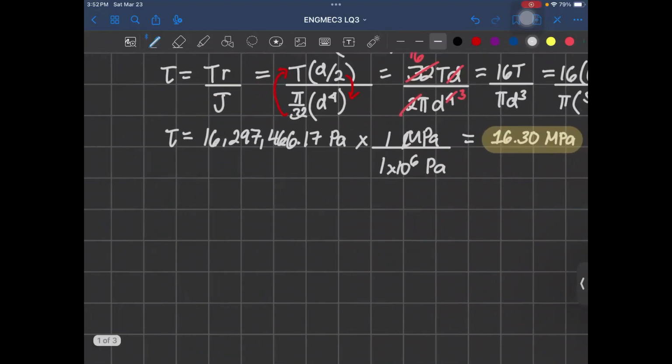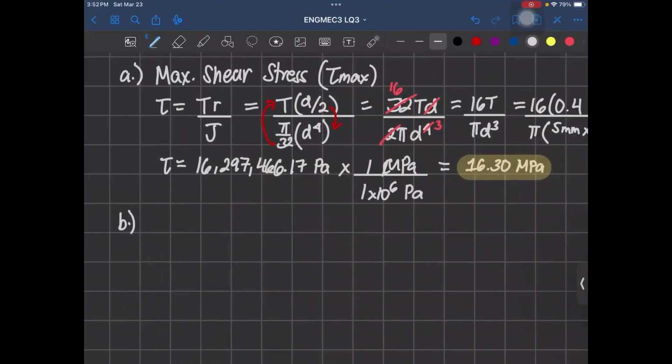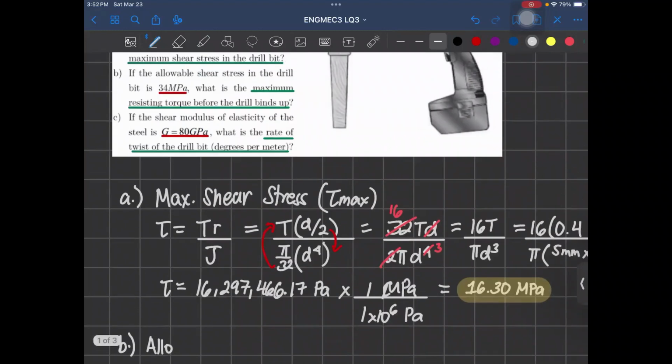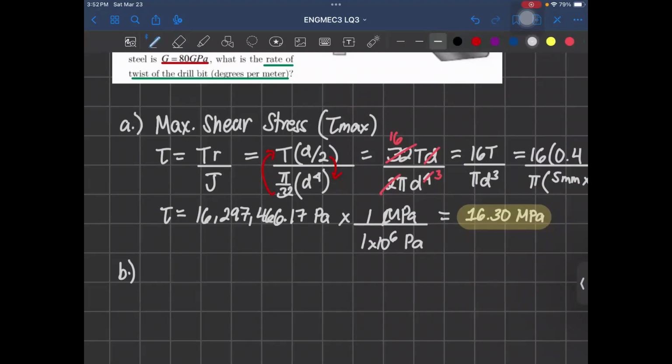Now, moving on to the second problem, we're looking for the allowable shear stress. Oh wait, we're looking for the maximum resisting torque, sorry. Maximum resisting torque.